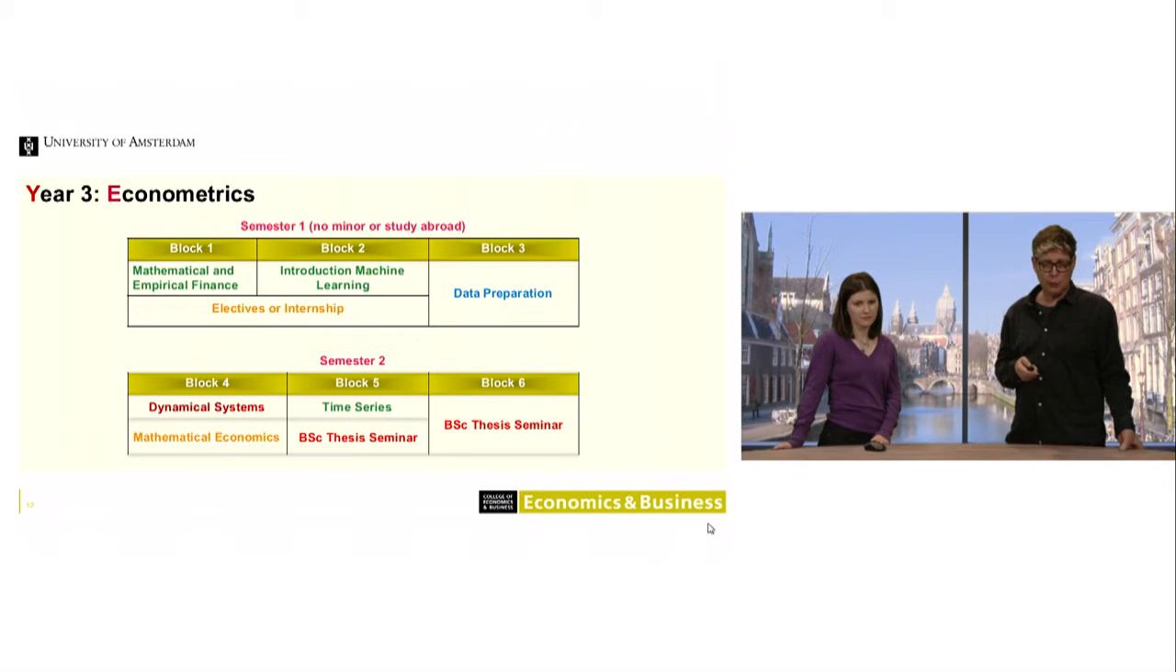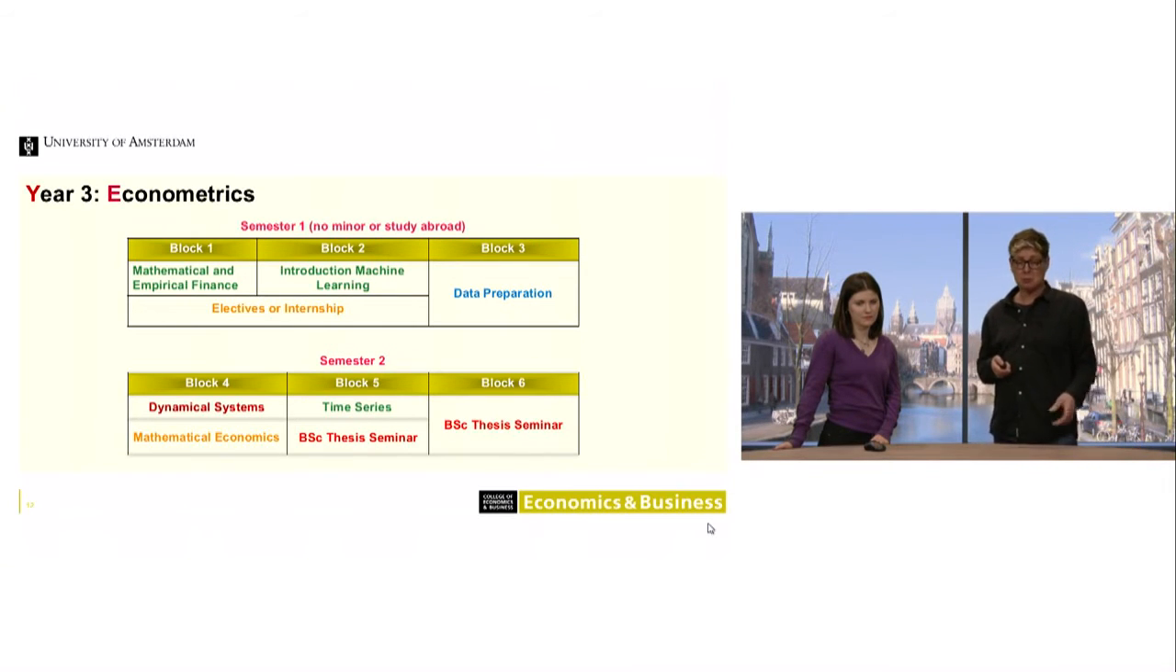So if you do not pick a minor, or you're not planning to study abroad, then this is basically the structure. You have mathematical and empirical finance in Block 1, and you have courses related to big data, introduction to machine learning and data preparation in Block 2 and Block 3. And you see that usually in the first 2 years we had 2 courses at the same time in the same teaching period.